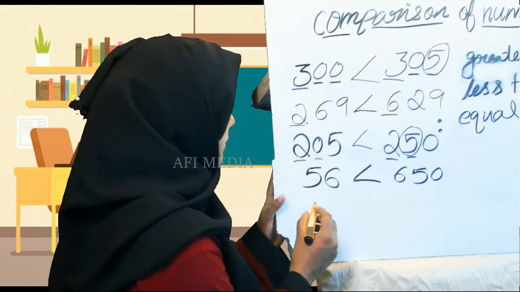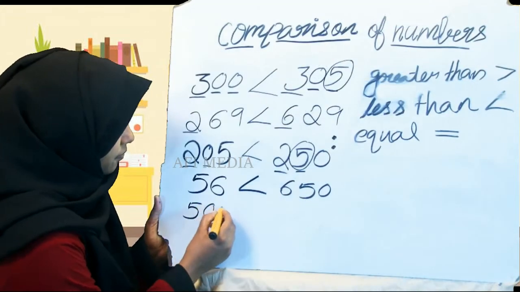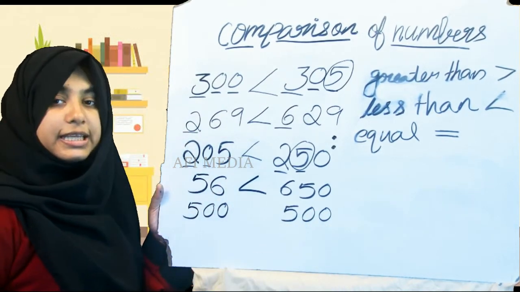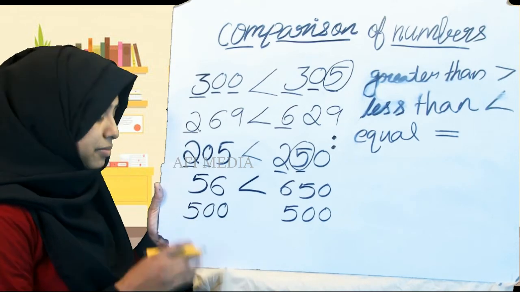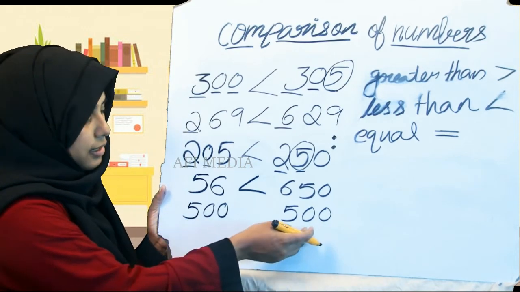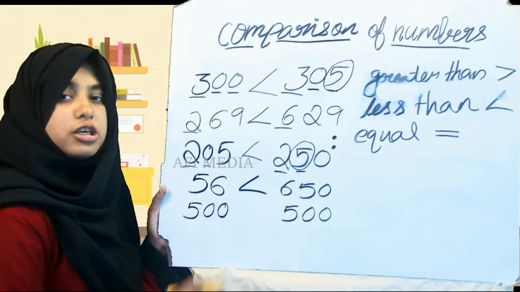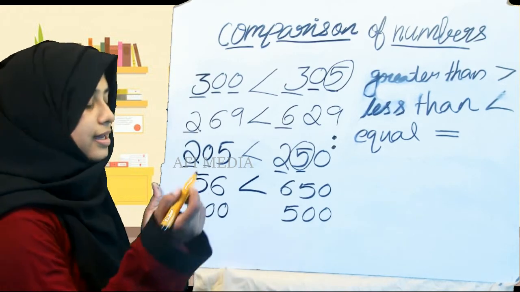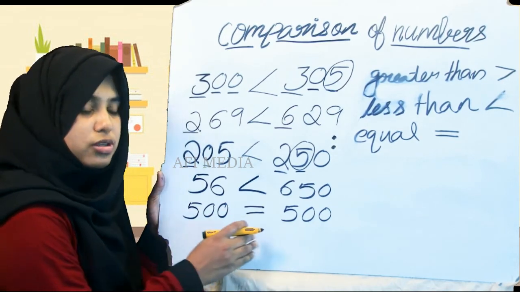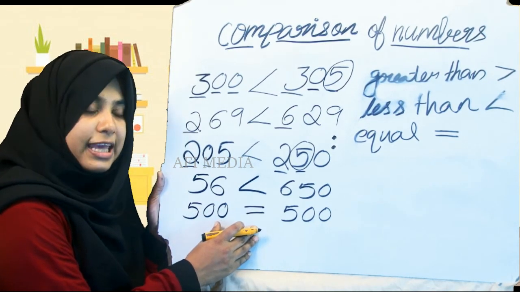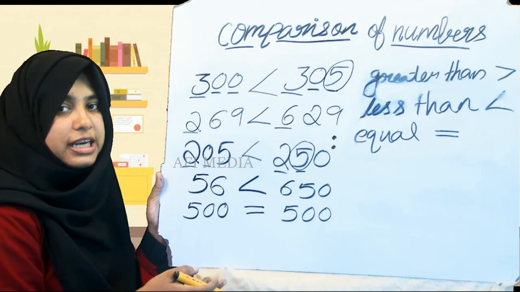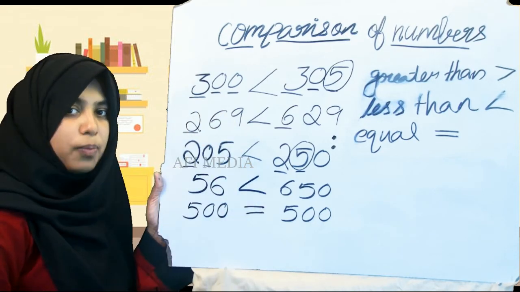Next number, we can listen. I write a 3-digit number on both sides. Here the 100 place is 5, here also 5; the tens place is 0, here also 0; then the ones are also 0. That means yes, it is equal. These two numbers are the same, so we put the equal symbol. Greater than, less than, equal: these are the signs we already studied in 2 digits. I hope you can understand this.